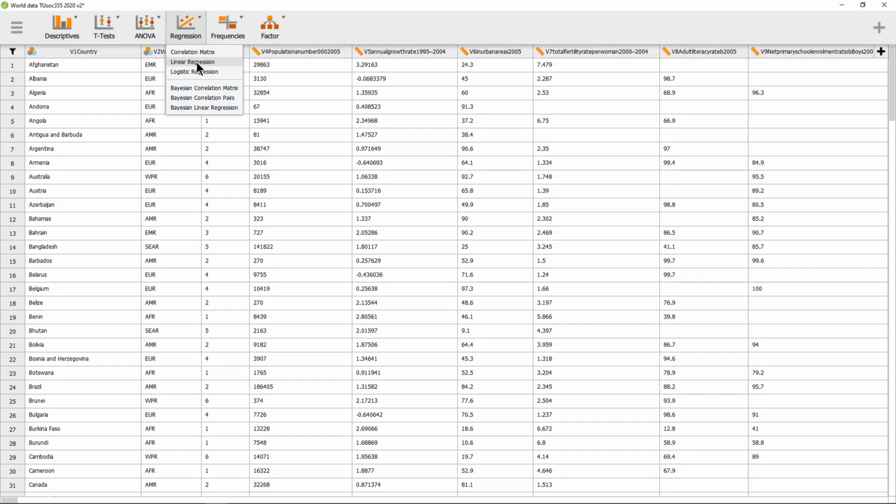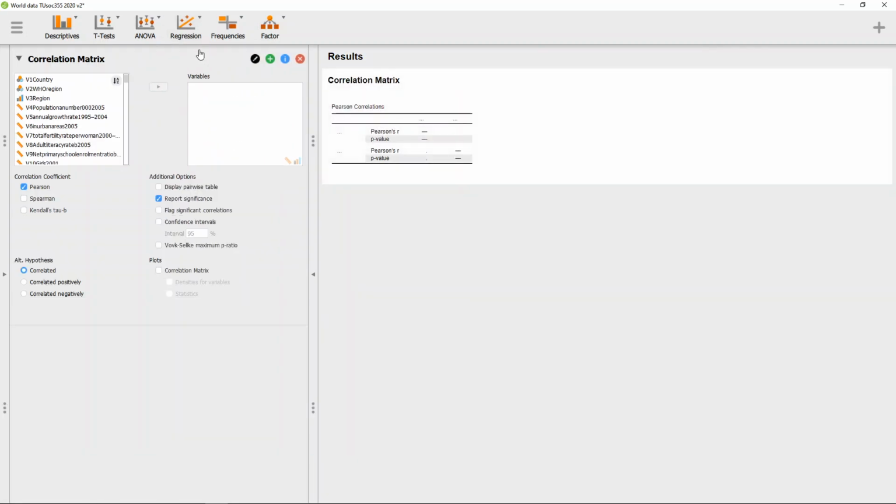There are other forms of regression. There's logistic regression. There's something called weighted least squares. There's two-stage least squares. Regression is a very robust and varied tool. We're going to be looking at the basic version of linear regression called OLS linear regression. But first, let's start with this correlation matrix.